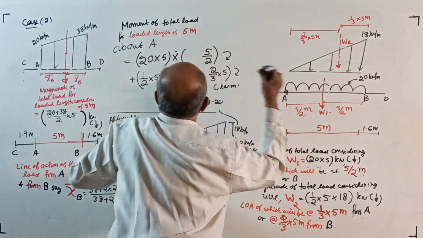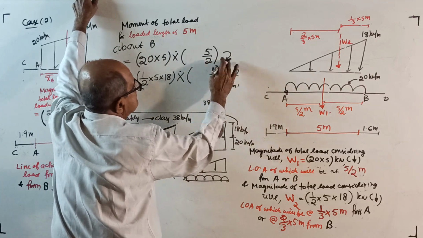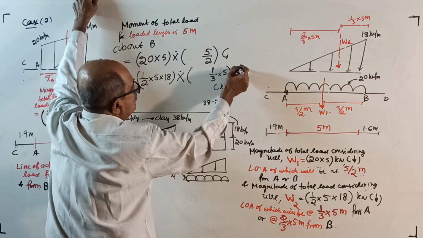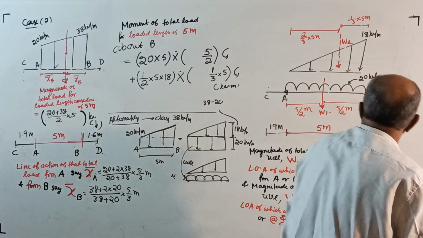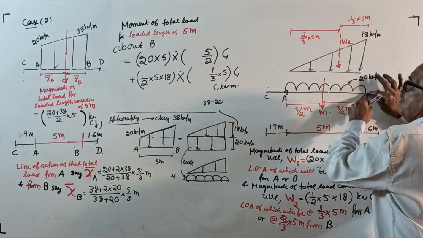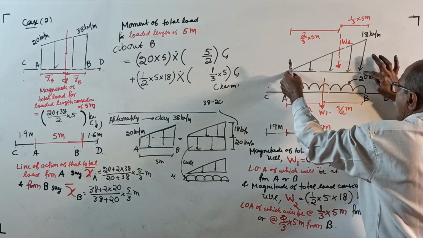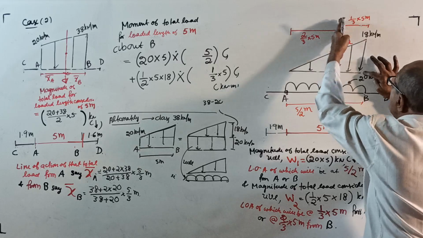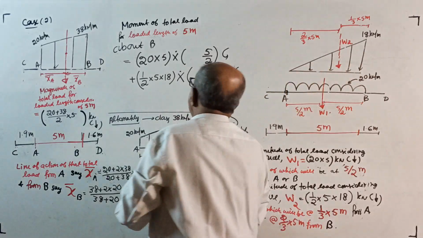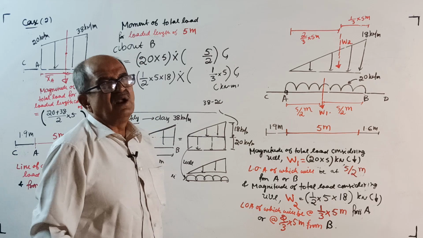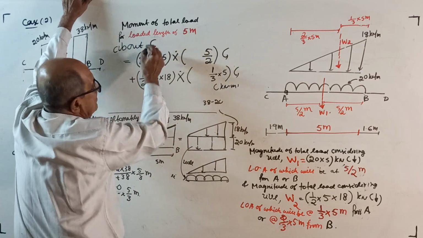Now, moment about B. I will first write. You should not do it this way. You should write once again. 20 into 5 is the total UDL, into 5 by 2, anti-clockwise, and half into 5 into 18 is the total load here, into 1 by 3 of 5, anti-clockwise. Over. See, someone will ask, sir, why are you telling this way again and again? Yes, perfection you require. Moment about C.